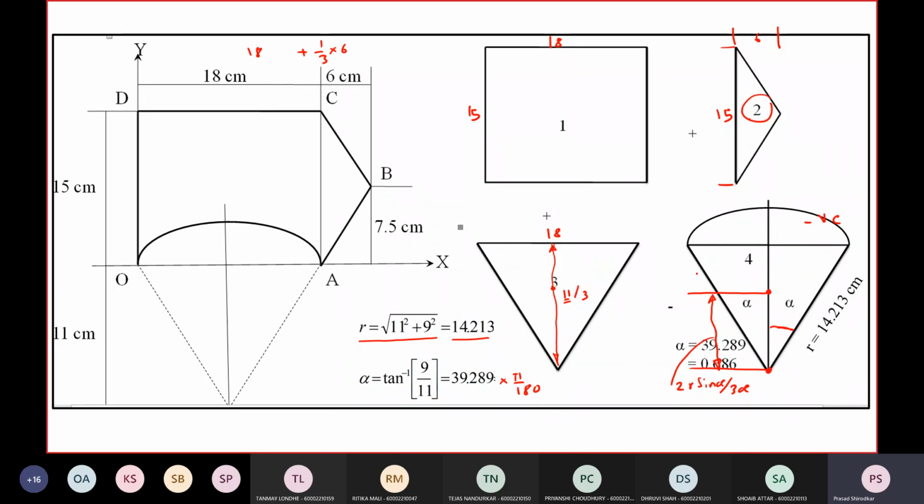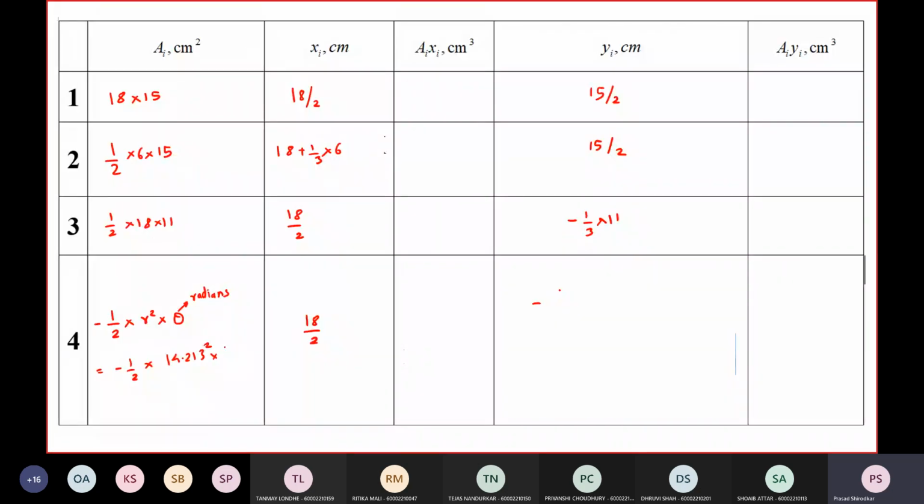But we are required to find the centroid with respect to this axis. This is the axis, x-axis. So the centroid will be this total height, that is 11 minus this distance. And since it is below the axis, it should be negative. So we write this whole thing. It would be minus of 11 minus 2r sine alpha divided by 3 alpha.